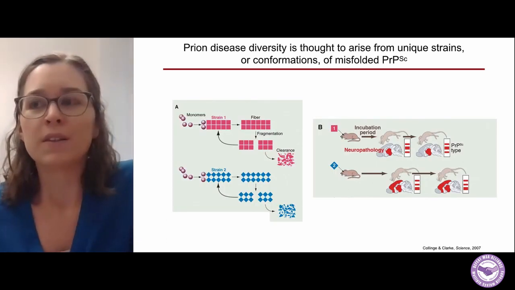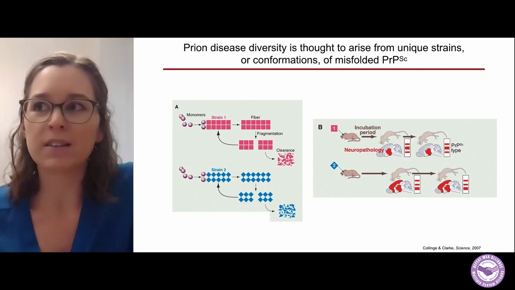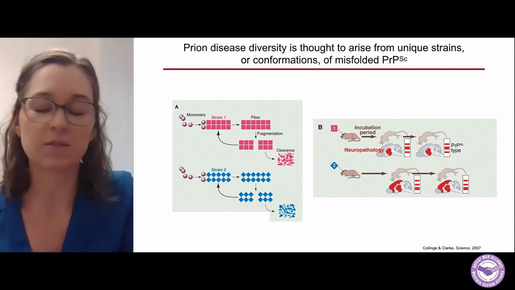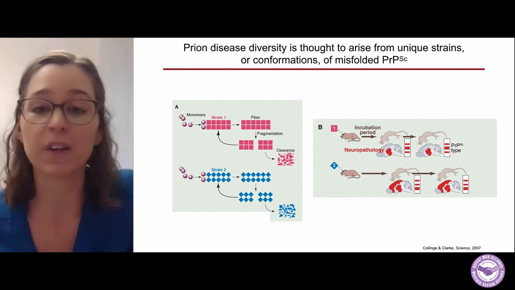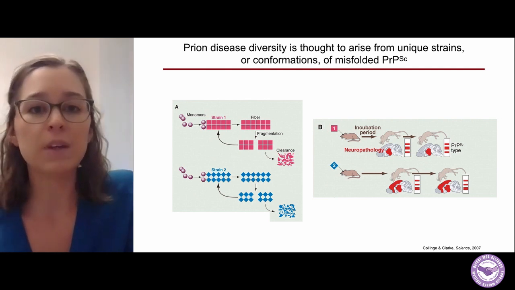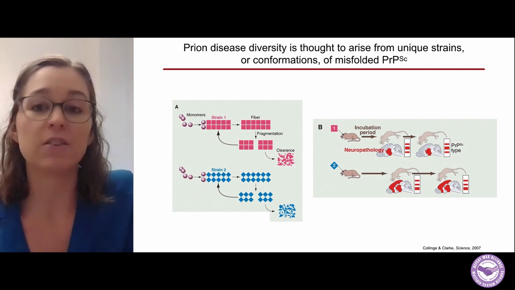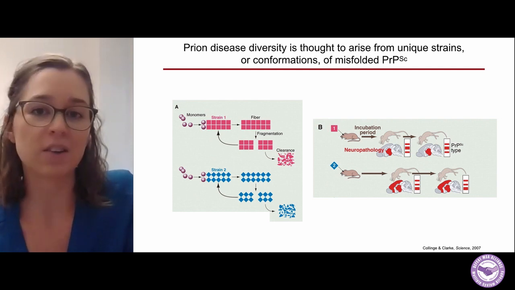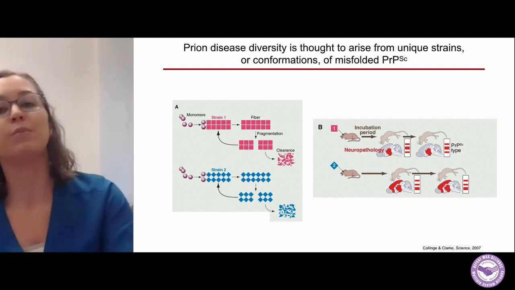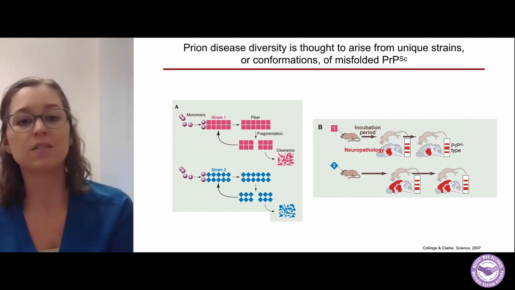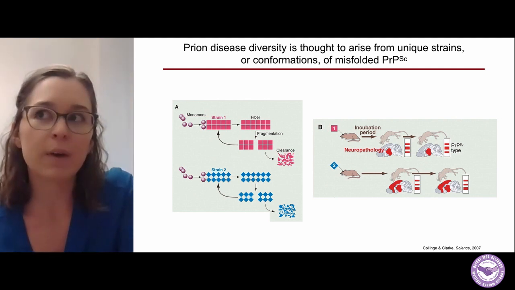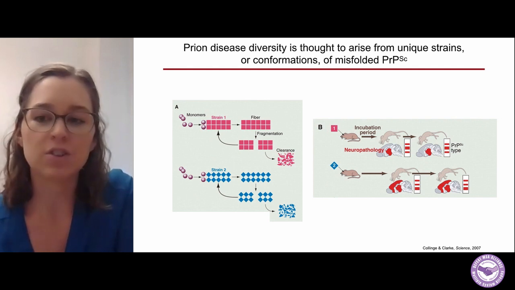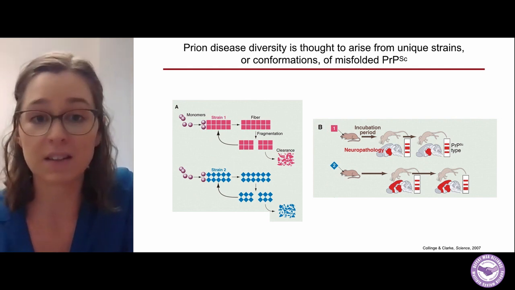Some people may wonder, how does the misfolding of one protein cause so many different diseases? Even in humans, we have Creutzfeldt-Jakob disease and Kuru. We think that the prion disease diversity arises from unique strains or conformations of misfolded PrPSc, or PrP scrapie. We can think about the different strains as different shapes, as seen in this figure.